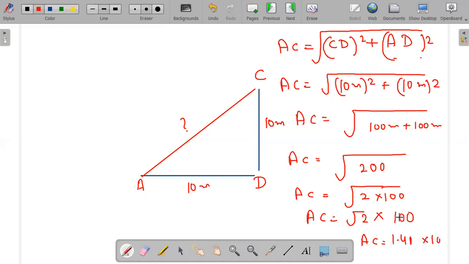Sorry, I removed this, so I have to write 10 here. This is 10 because I removed the root from here. Okay, and it is 10, and AC will be 14.10 meters. So this is 14.10 meters, and that is displacement.